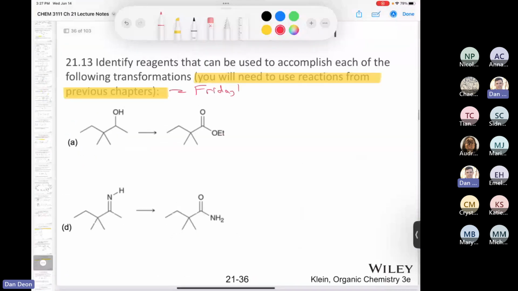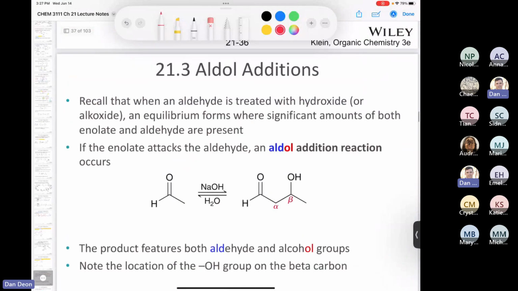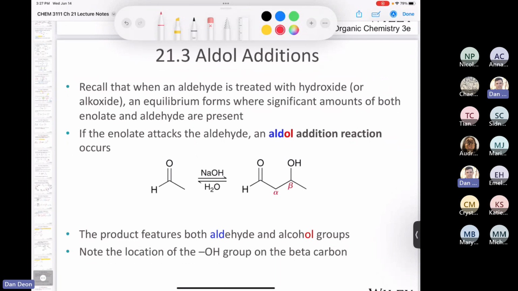All right, so we finished off section 21.2. Now we're on to section 21.3. Aldol additions is where we're starting. So follow along with me in this section. There's going to be a little bit of curved arrows and some thought required here.